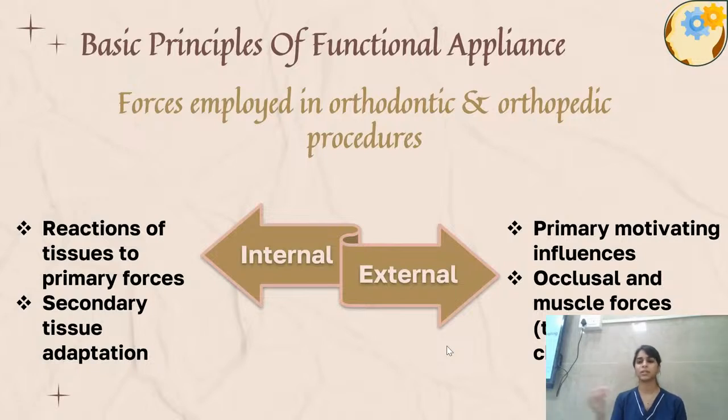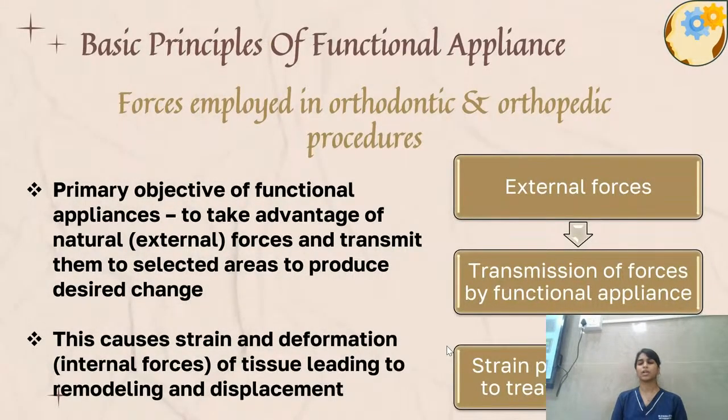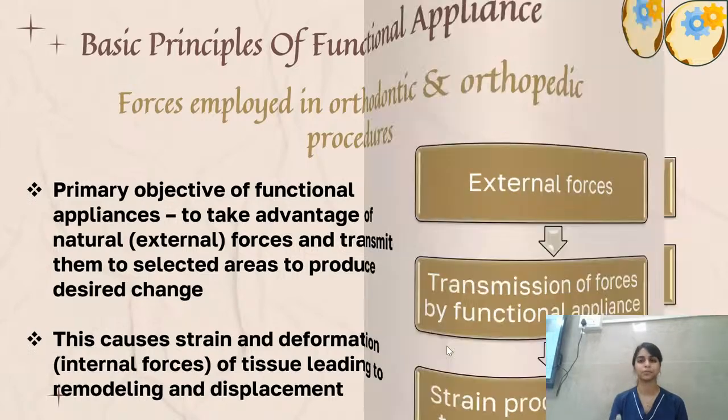So first there will be an external force. This external force will lead to a reaction in the tissue, that will lead to formation of an internal force, that is deformation, and then this deformation will cause secondary tissue adaptation, thus leading to various treatment effects. So, just as we discussed, the primary objective of a functional appliance is to harness the natural external forces and transmit them to selected areas to produce a desired change. This causes strain and deformation of the tissue, which is called the internal force, and this eventually leads to remodeling and displacement and the treatment effects that are desired.